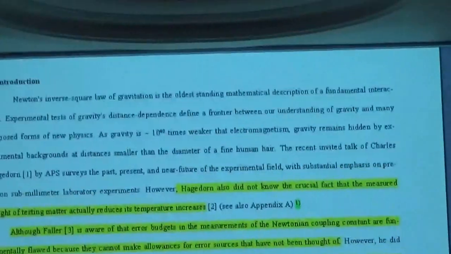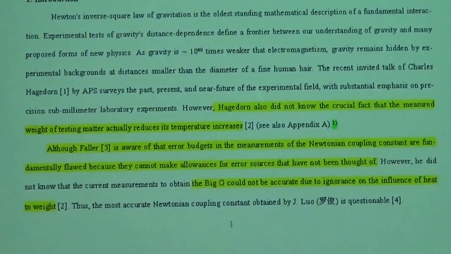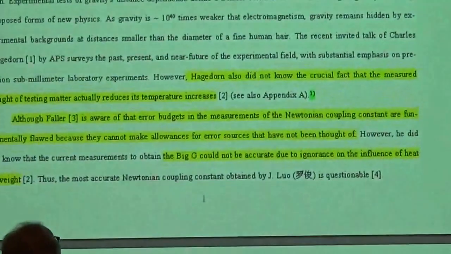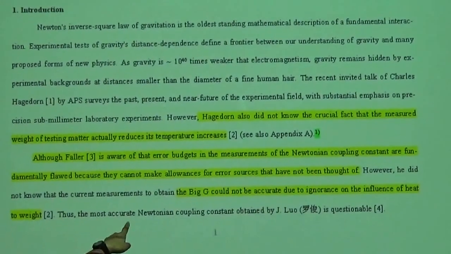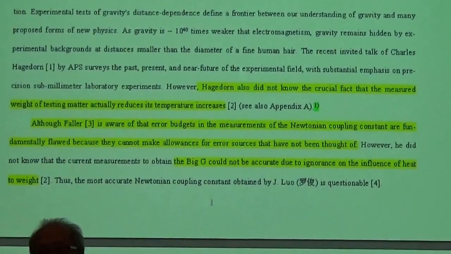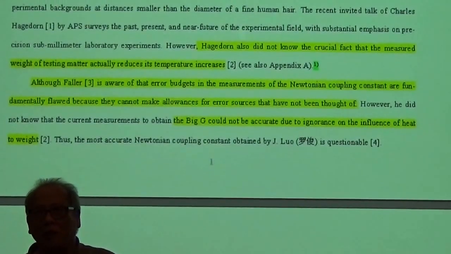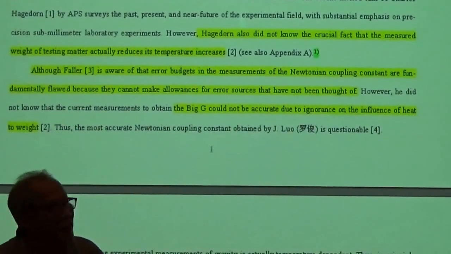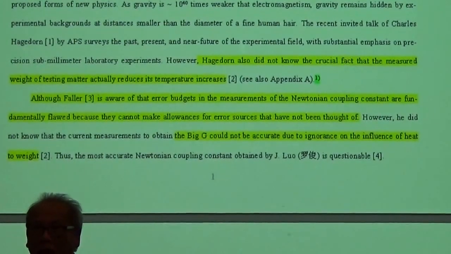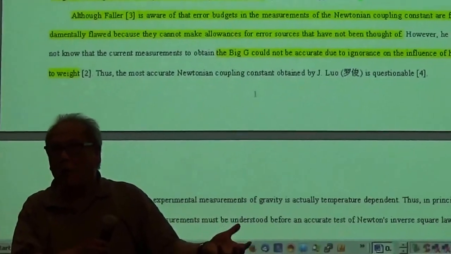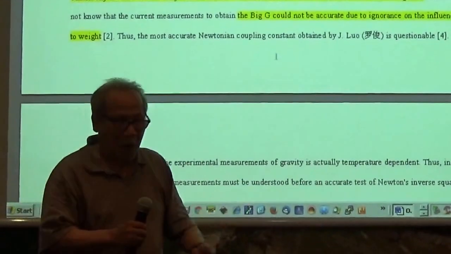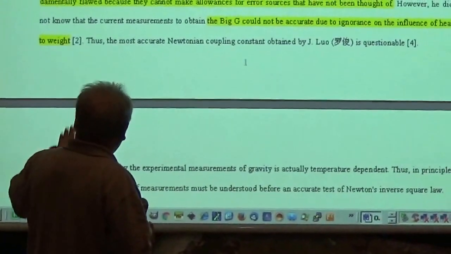Introduction. I was at the APS meeting last year, and there's a guy, Hogan, who said we cannot know why Einstein's and Newton's law is not so accurate, because we don't know what the problem is. So he knows there's a problem, but he didn't know that the weight measurement of the Newtonian gravitation constant is temperature dependent. He knows there's a problem, but he doesn't know what the problem is.